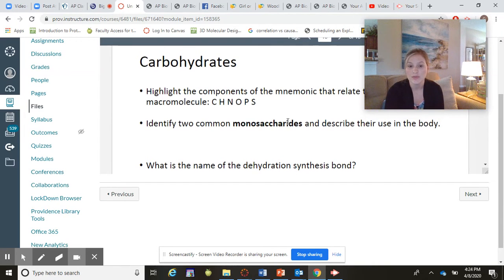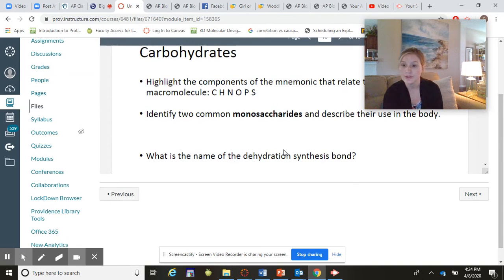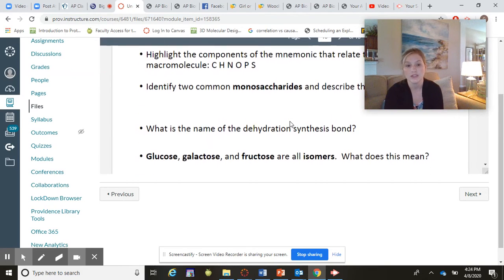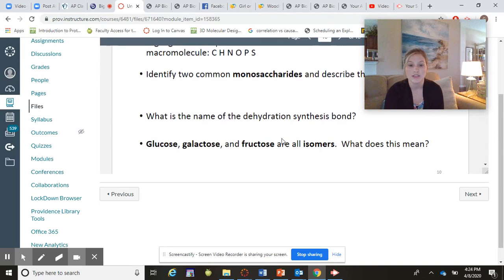Monosaccharides, I'm just going to go over one. Glucose is a good monosaccharide to know. It's a basic sugar. Remember, glucose and fructose together make sucrose, which is common table sugar. And we know that glucose is super important for things like cellular respiration. We break it down through a series of steps to create ATP in your body.